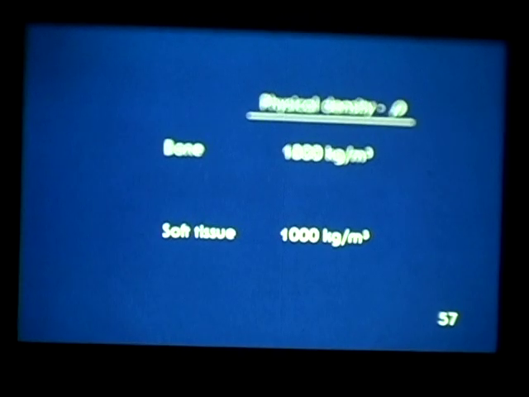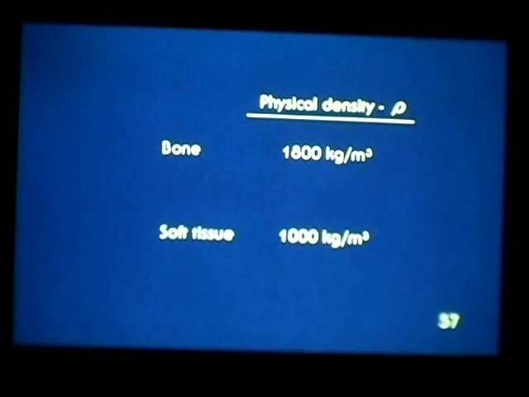Number 57. Bone and soft tissue have different physical densities. The density of bone is almost twice that of soft tissue. Therefore, the probability of both photoelectric and Compton effects is greater in a cubic meter of bone than in a cubic meter of soft tissue. So there are two reasons why bone attenuates more radiation than does soft tissue. There is more attenuation in bone due to its higher atomic number as well as its higher physical density.